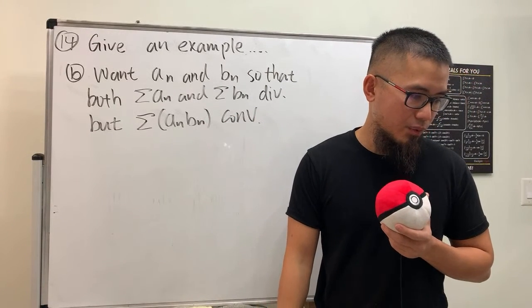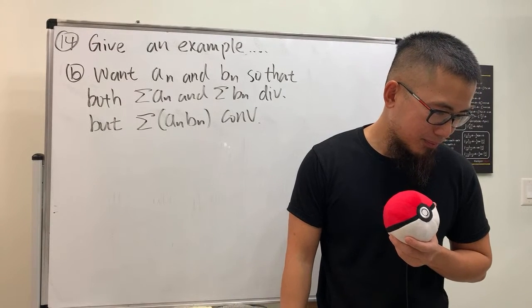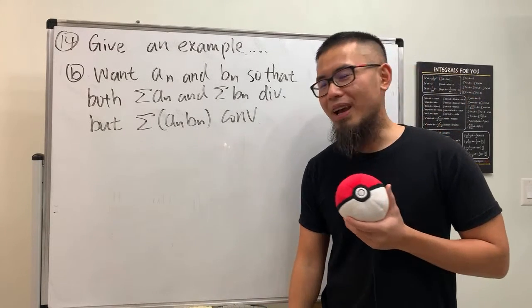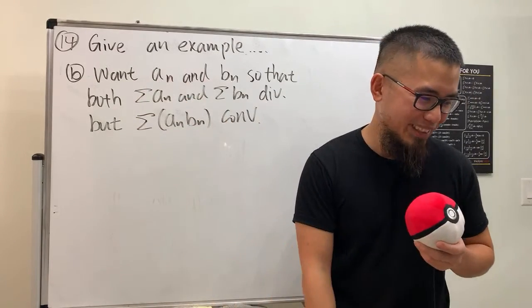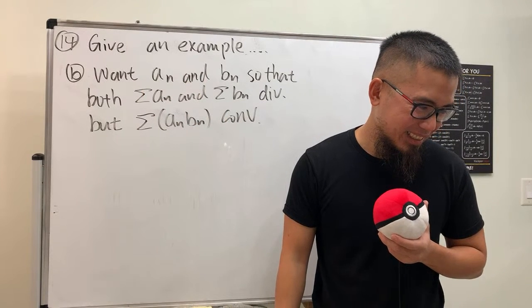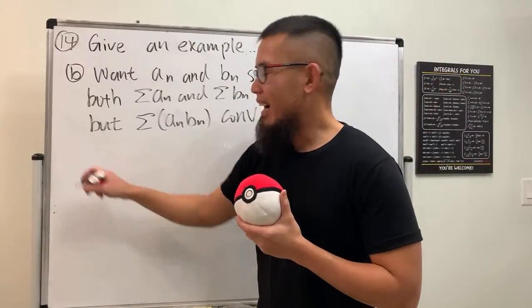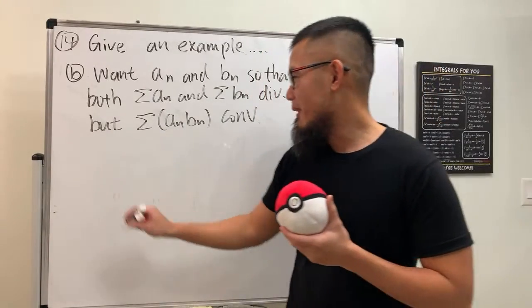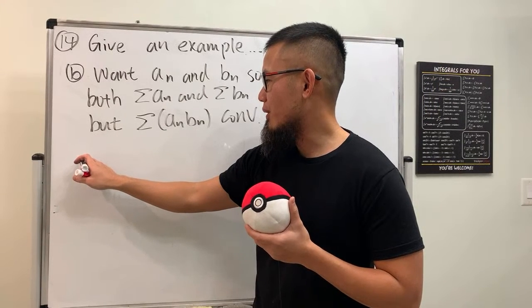So what can we do? How about if a_n is not equal to the same? How about they are different? Just give me some different answers. Okay, fine. I think this is pretty much the answer that most people will give.